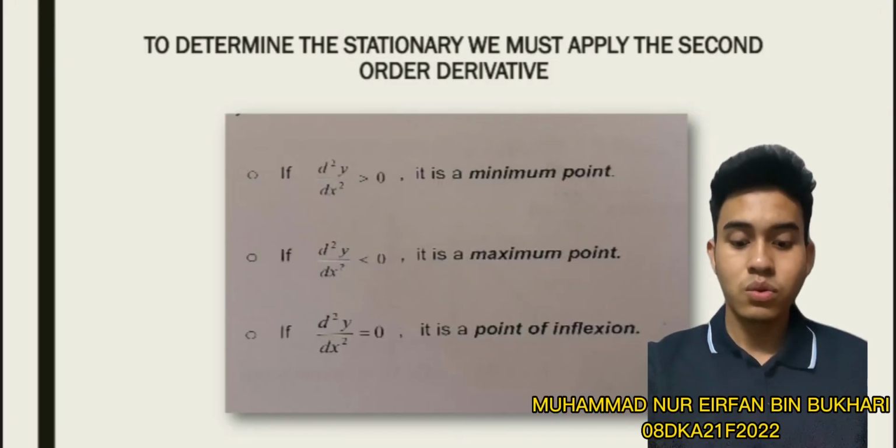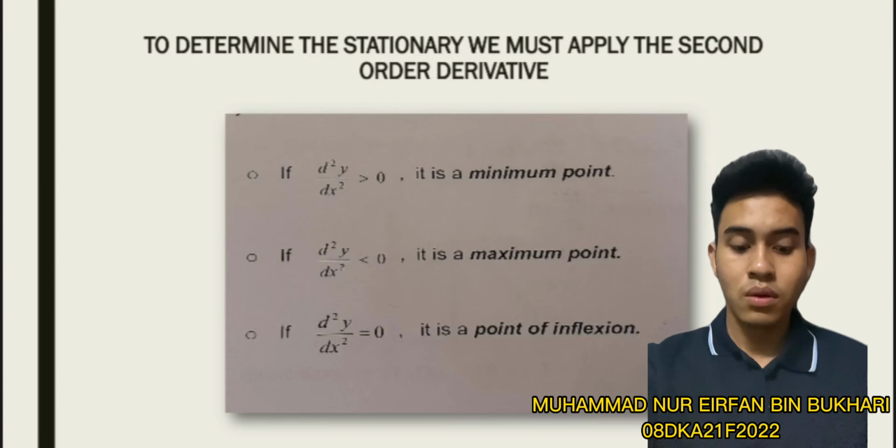So next, to determine whether the stationary point is a maximum, a minimum, or a point of inflection, we must apply the second order derivative. If d2y/dx2 is more than 0, it is a minimum point. If d2y/dx2 is less than 0, it is a maximum point. If d2y/dx2 is equal to 0, it is a point of inflection.